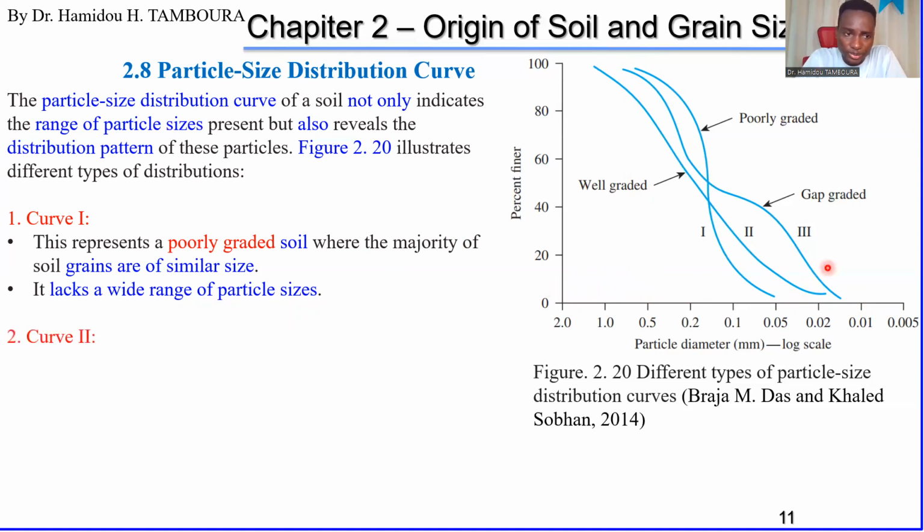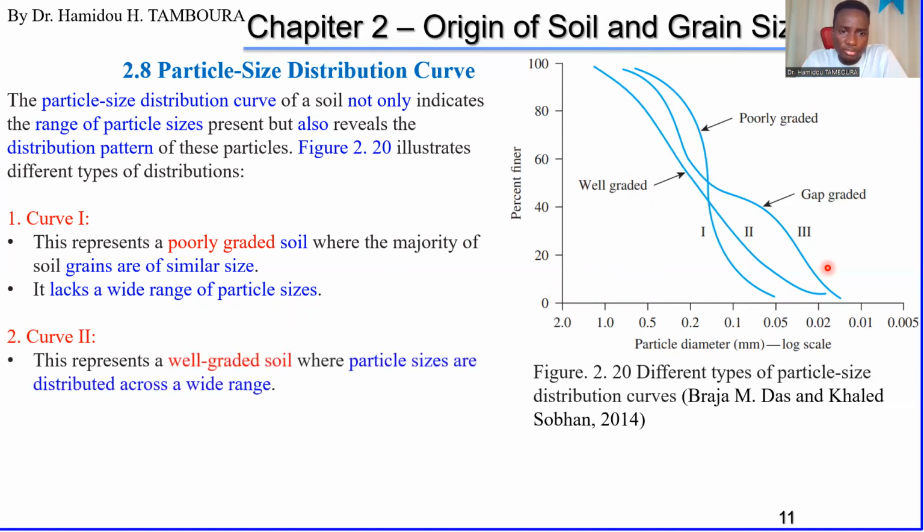Curve number 2 now. This one, the middle one. As you can see, this one is covering a very wide range of diameters. Okay, so we call this well-graded soil. So the particle sizes are distributed across a wide range, wider than the previous one. As you can see, the previous one stopped here, and this one is going up to here.